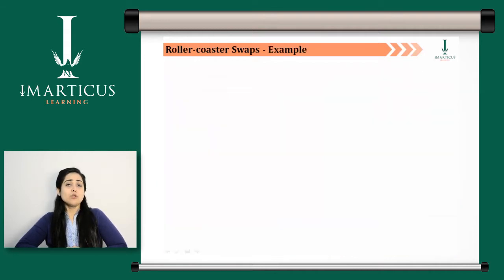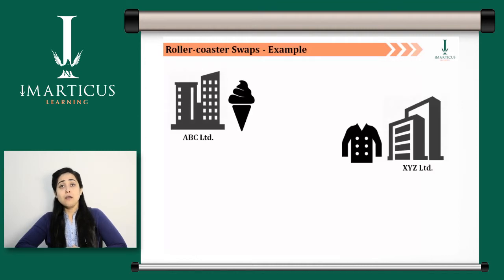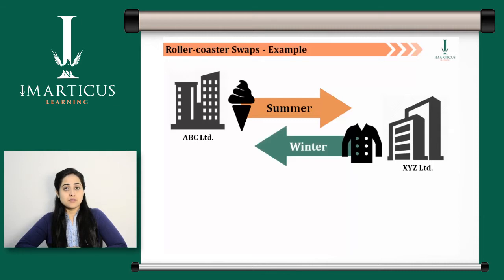Here we have an example of a rollercoaster swap. Let's assume an ice cream company ABC Limited and a winter coat company XYZ may enter a rollercoaster swap in which the ice cream company pays more to the winter coat company in the summer and the opposite occurs in the winter.